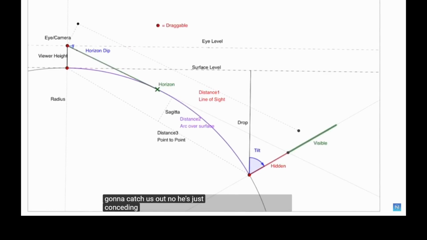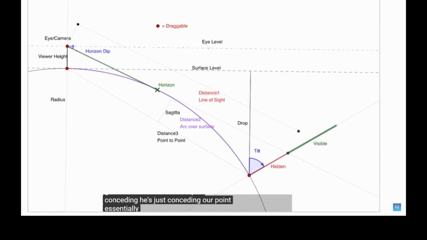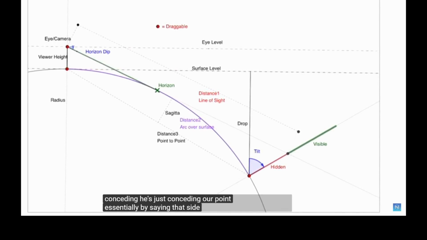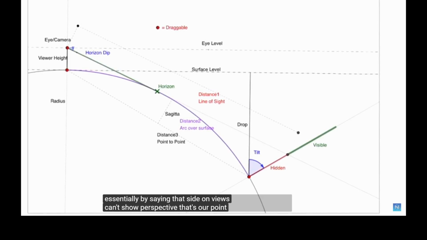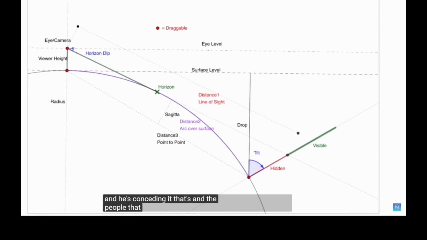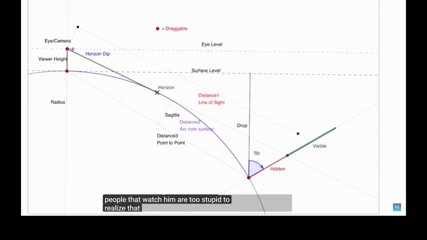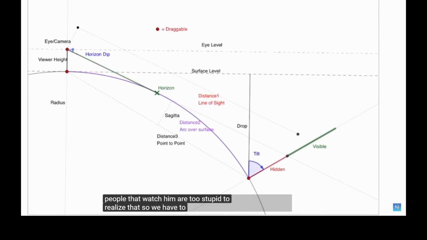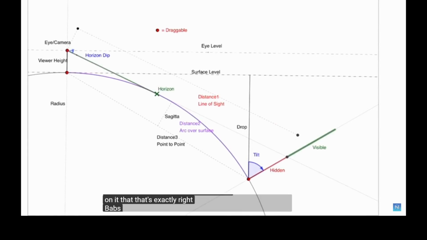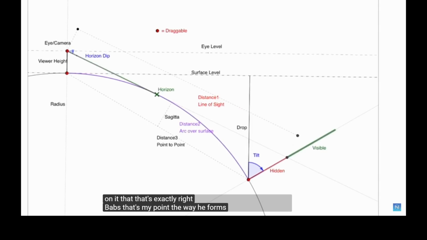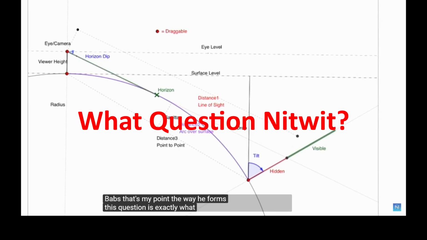No, I don't think so, Blue Marble. He's just conceding. He's just conceding our point essentially by saying that side-on views can't show perspective. That's our point, and he's conceding it. And the people that watch him are too stupid to realize that. So we have to educate them on it. What you just said is one of the most insanely idiotic things I have ever heard. That's exactly right, Babs. That's my point. The way he forms this question is exactly what Babs says.